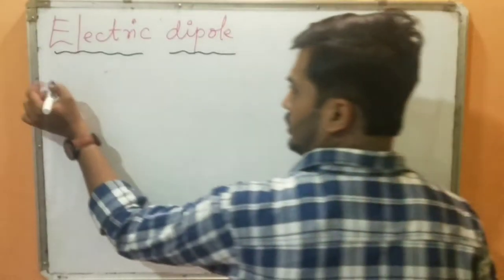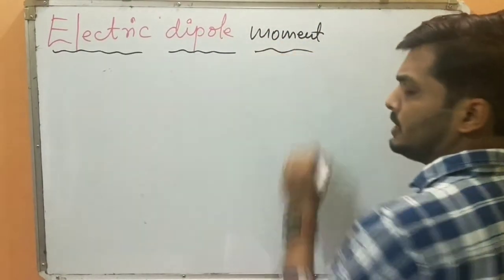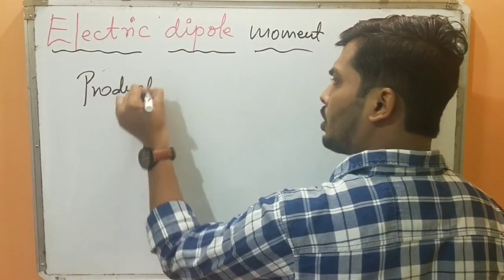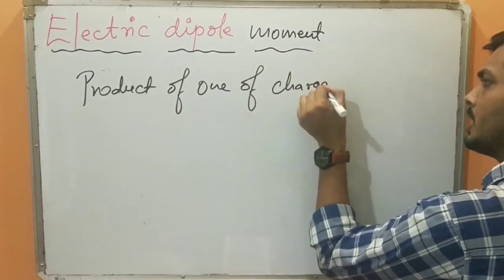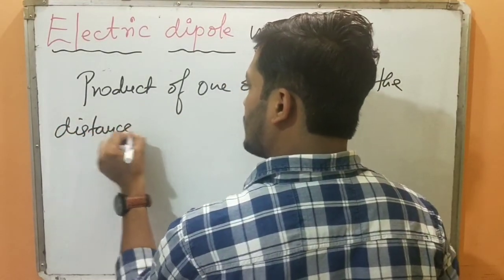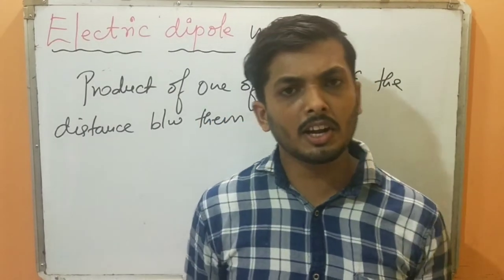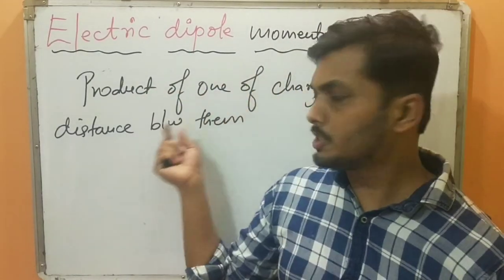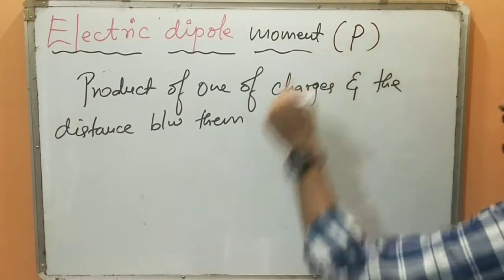One more thing, that is electric dipole moment. Electric dipole moment is defined as the product of one of the charges and the distance between them. So what is electric dipole moment? It is defined as the product of one of the charges and the distance between them, and it is denoted by the letter P.